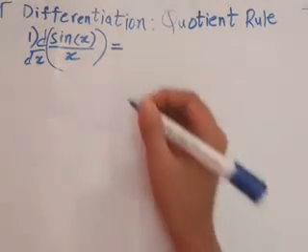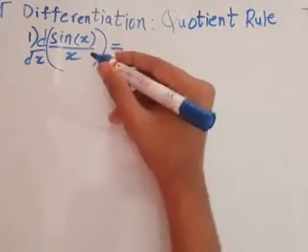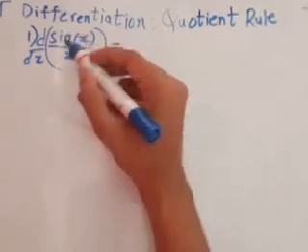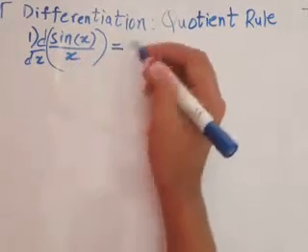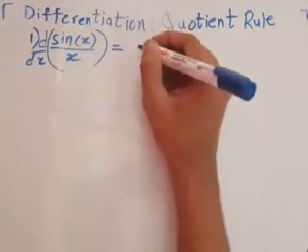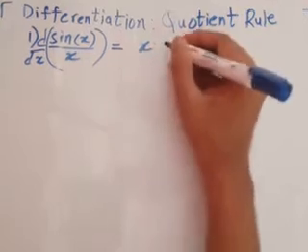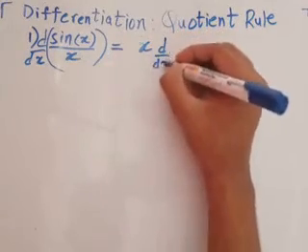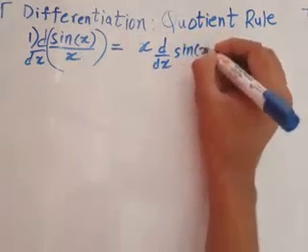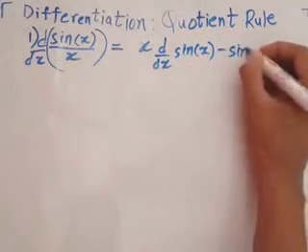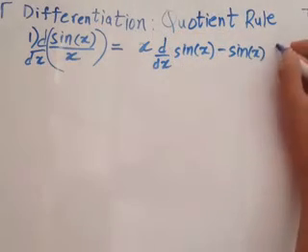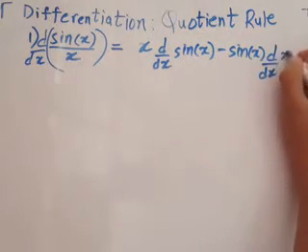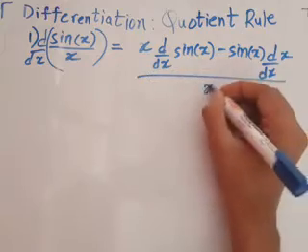Okay, so here we have a simple example. I want to find the derivative of the quotient of sine x and x. So I'm going to write it, of course, as low d high, so the derivative of sine x, minus high d low upon low square.